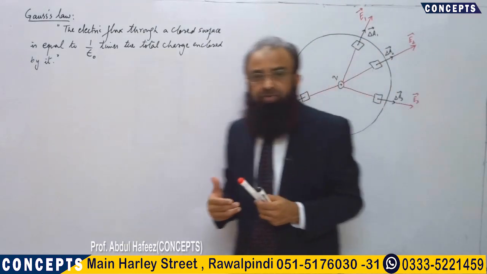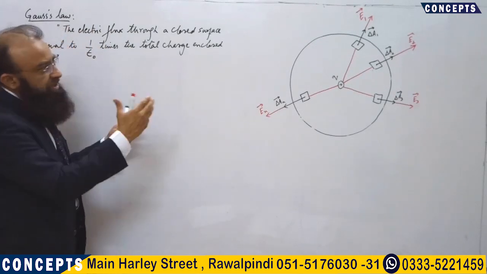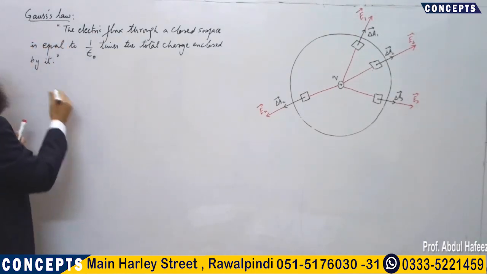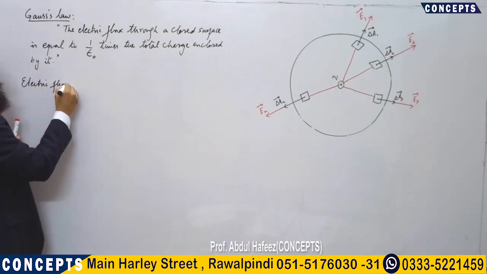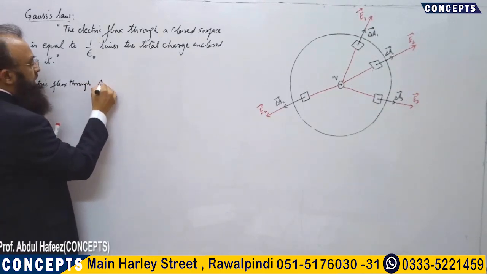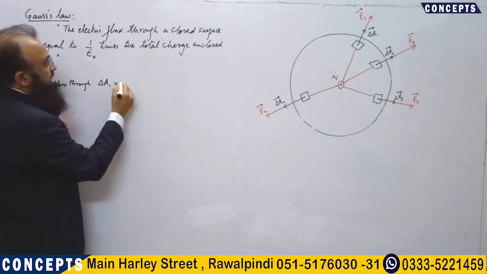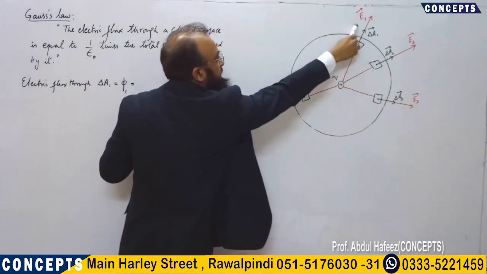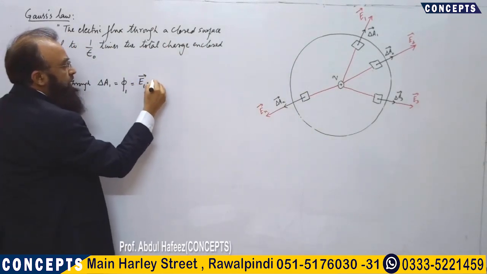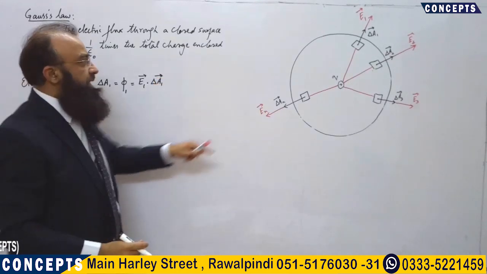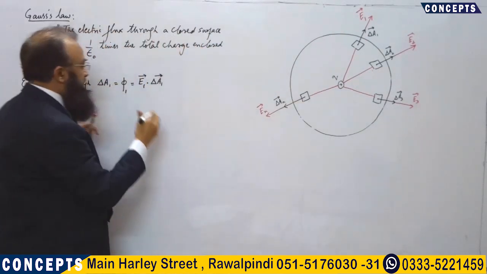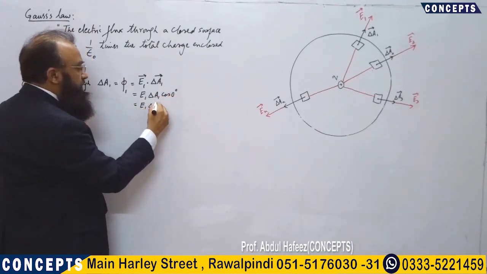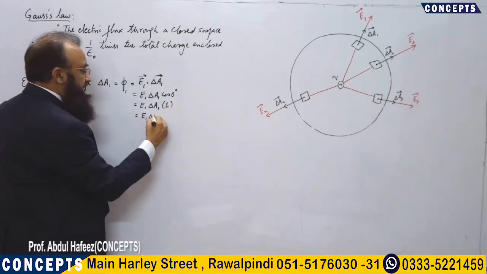Now we find out the electric flux through every patch, and you can see the angle between the electric field and the area vector. Using the definition of electric flux, the flux through area delta A1, where we have just written the magnitude, is phi 1, which is the dot product of the electric field and the area vector, so E1 dot delta A1. As the electric field and the area vector are parallel, the angle becomes 0. So we write E1 delta A1 cosine of 0 degrees, and cosine of 0 is 1, so E1 delta A1.